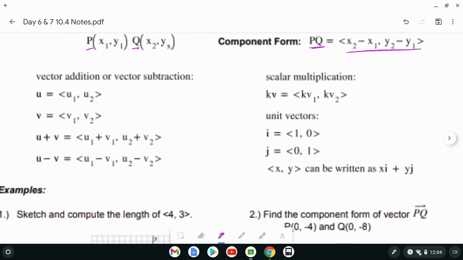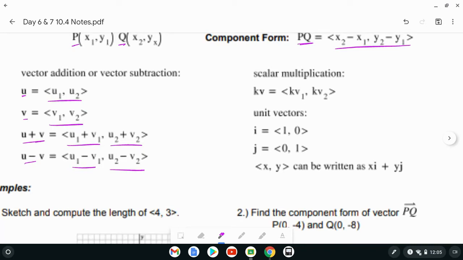For vector addition, if we're adding two vectors together, we saw yesterday the geometric form, head to tail. Well, if we're doing vector addition with these two vectors, where again the horizontal components are u1 and v1 and the vertical components u2, v2, we can apply that by adding the horizontal components together, adding the vertical components together, and getting the resultant vector. We can do the same thing with subtraction.